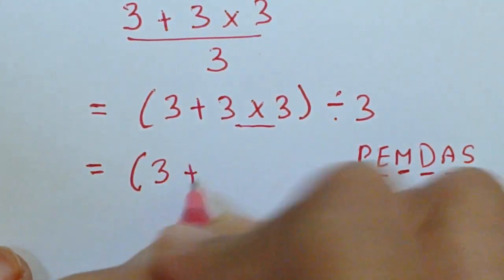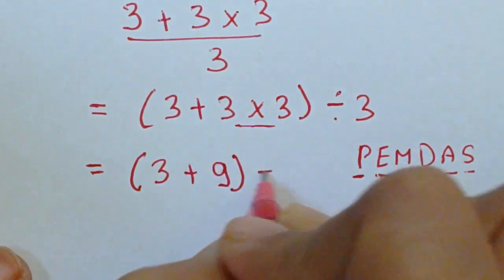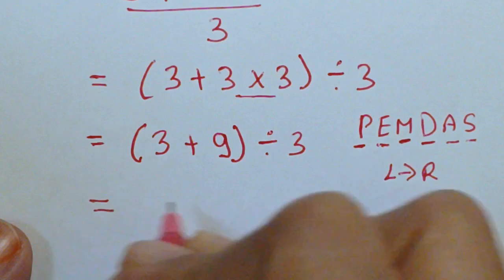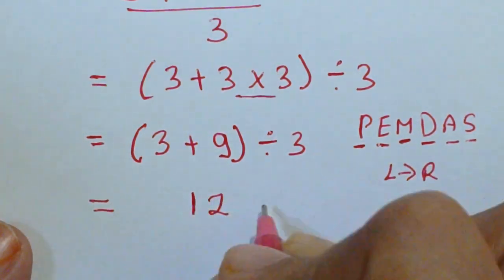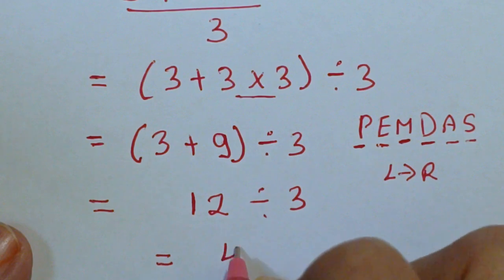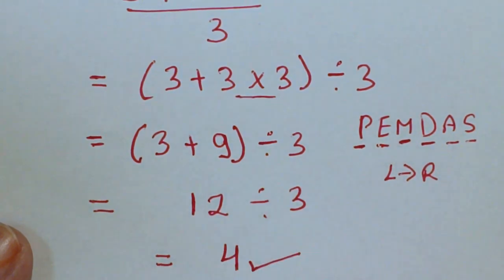So 3 plus 3 3 is 9, divide by 3. Then 3 plus 9, which is 12. 12 divided by 3. The final answer is 4. This is the correct value for this expression.